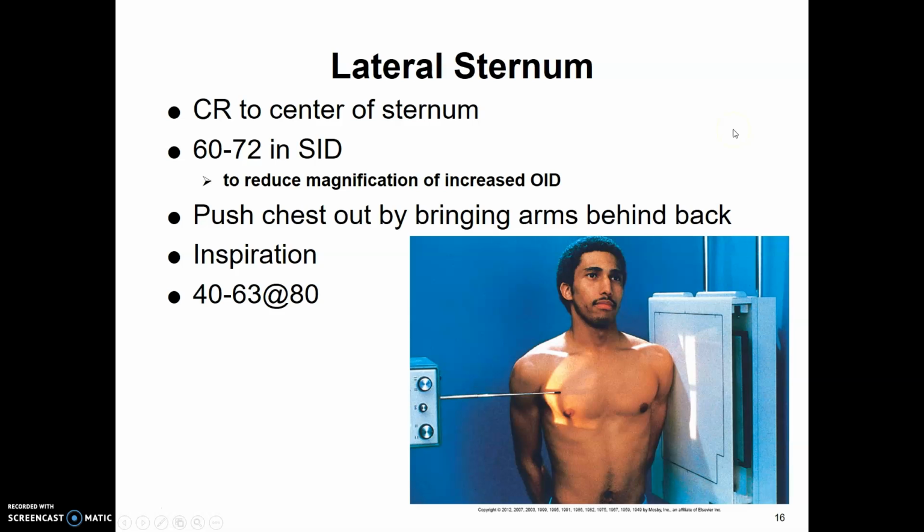Lateral sternum, you're going to move to 72 inches. Why? Because the OID here reduces the magnification, really similar to that of chest, right? You're going to ask them, do you see how his arms are put right behind his back? And you're going to ask them to actually push their chest out, bring their arms behind their back.